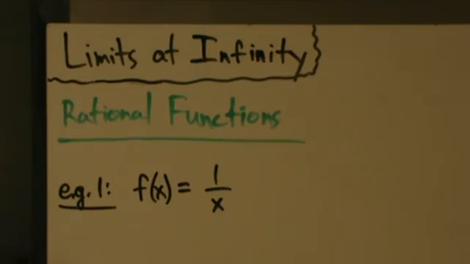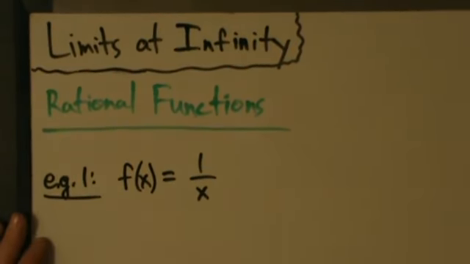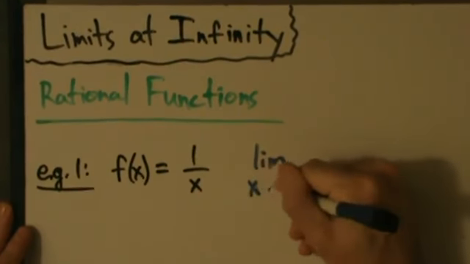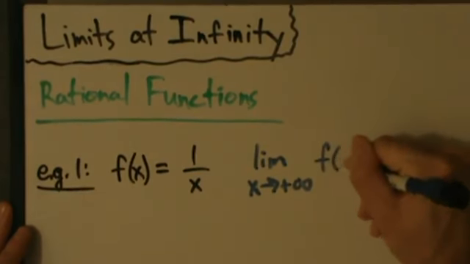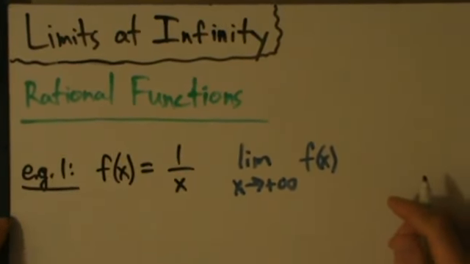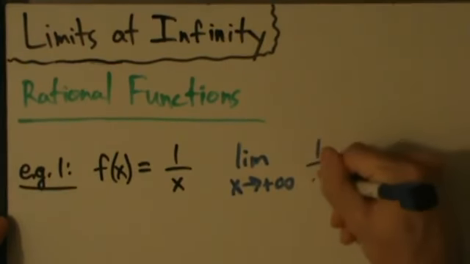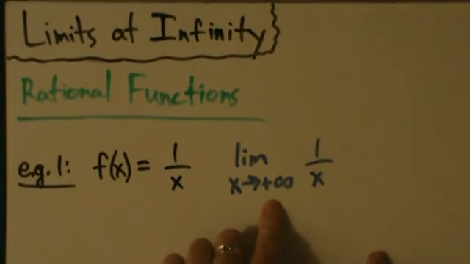So doing limits at infinity with rational functions, it's pretty straightforward if you have the graph, like we saw in the last video. But let's go ahead and talk about how to think about it algebraically. So we have f of x equals 1 over x. So let's go ahead and think about how to find the limit as x goes to positive infinity of f of x algebraically. So actually, let's go ahead and write 1 over x here. Okay, so we're taking a limit as x goes to positive infinity of 1 over x.